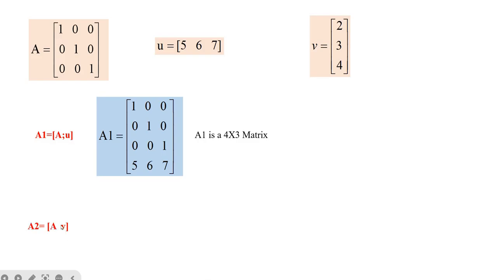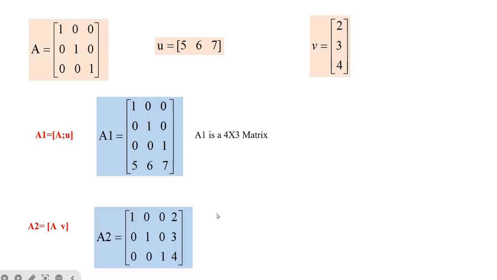Now we want to add a column. Here we have to put a space and a column vector. So we will get this type of matrix. Here we have 3 rows and 4 columns. Earlier we were having 3 columns, but here we have added one extra column. So now A2 has become a 3 rows and 4 columns matrix, that is a 3 cross 4 matrix.